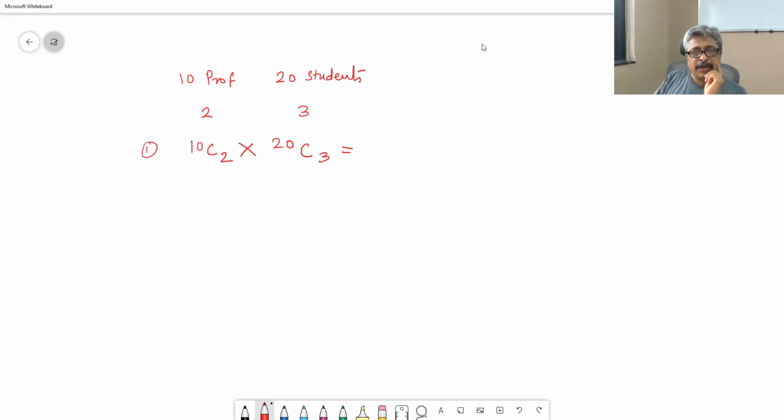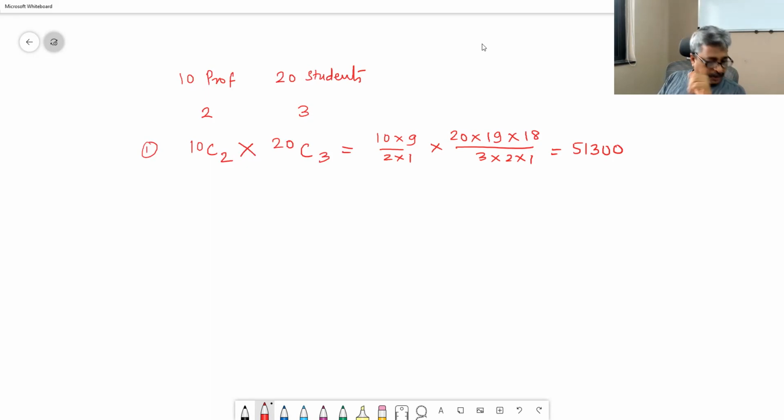10 choose 2. Yesterday I told you, 10 into 9 upon 2 into 1, into 20 into 19 into 18 upon 3 into 2 into 1. This comes out to be equal to 51,300. So the first question's answer is 51,300. Very clear. There is no additional condition. It is a direct application of choose notation.